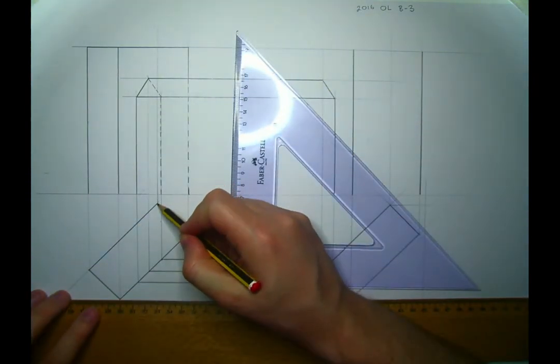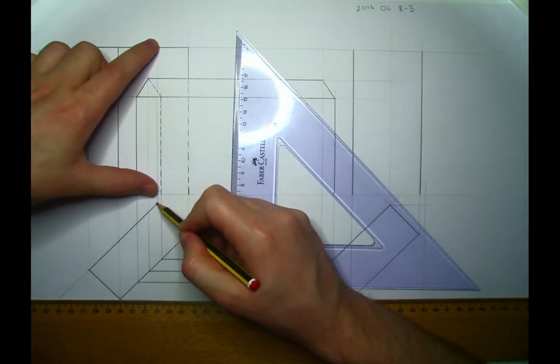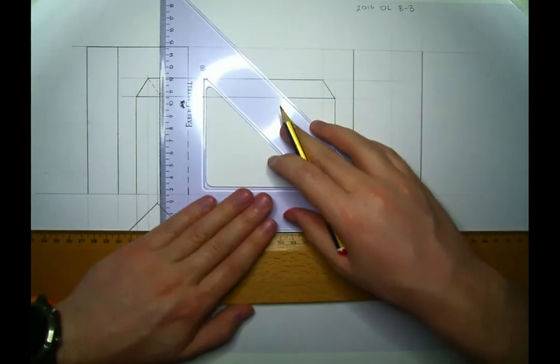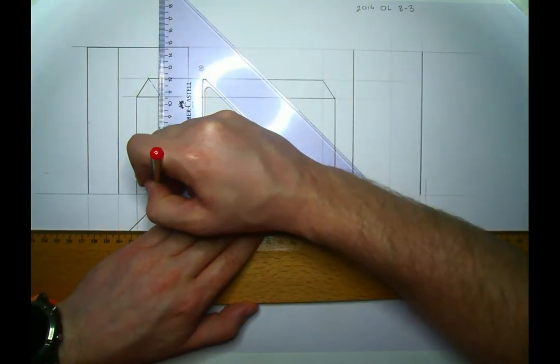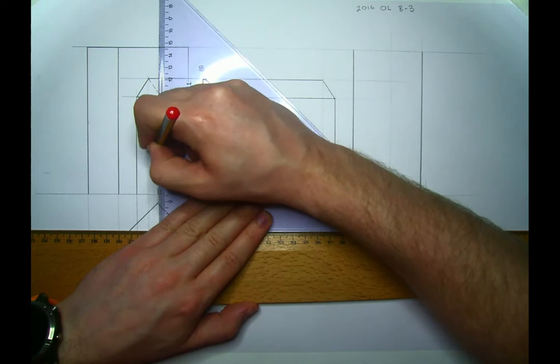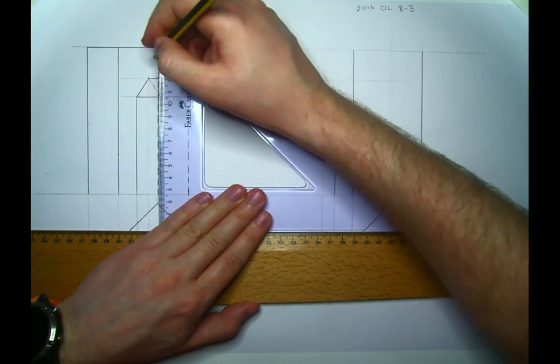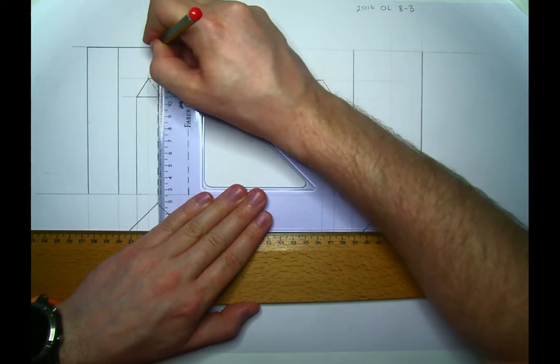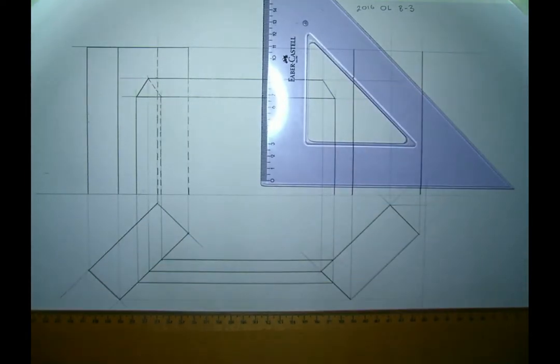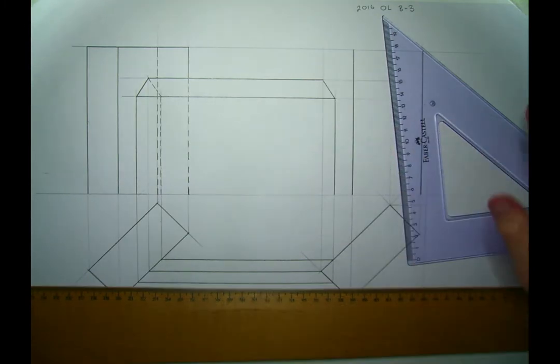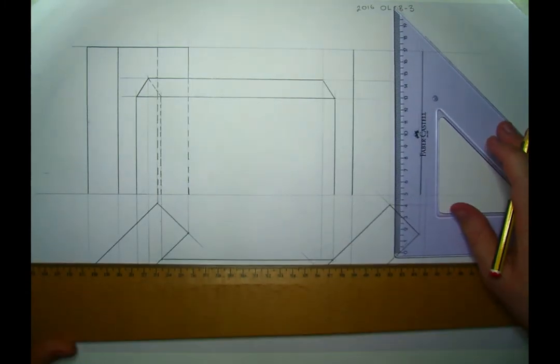Same for this corner here at the back. So this one is totally hidden. It's hidden behind the other part of the rectangular piece. So that's hidden detail the whole way up. So that's the left hand side. The right hand side here is the same.